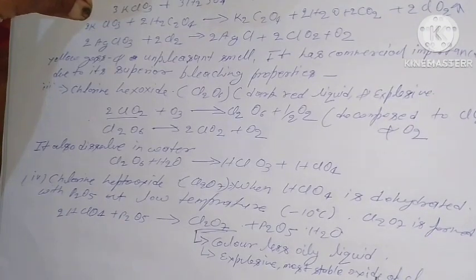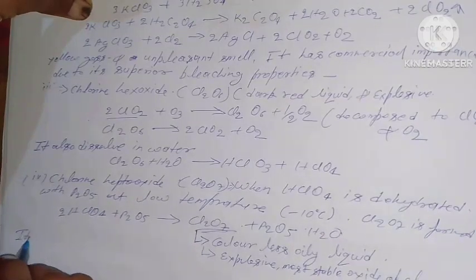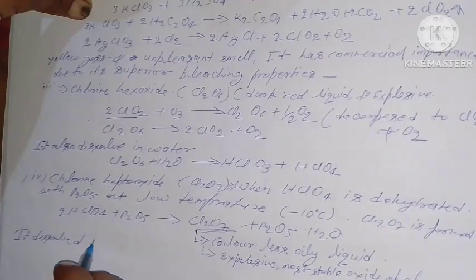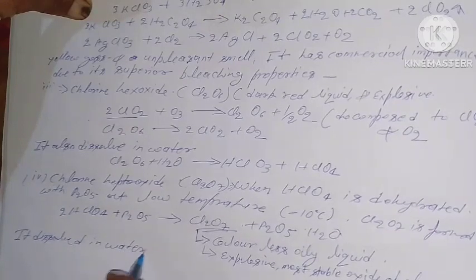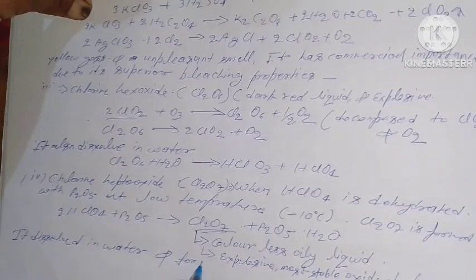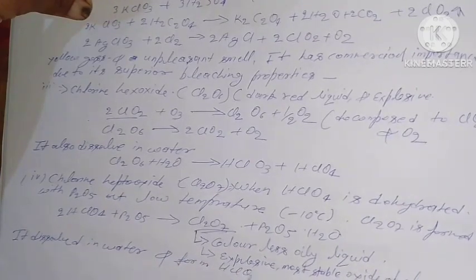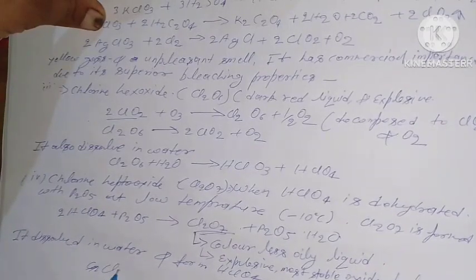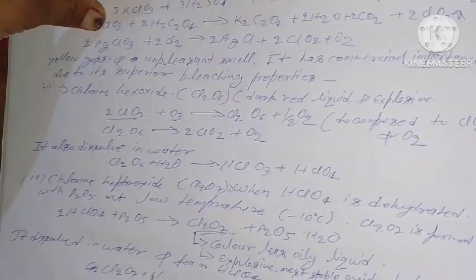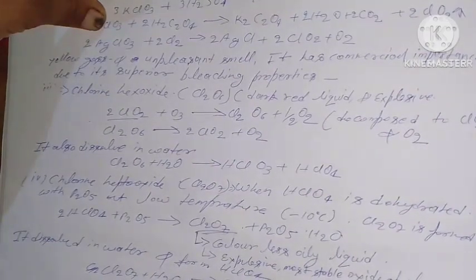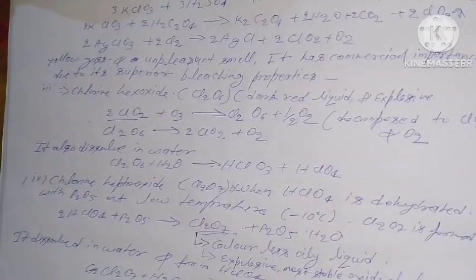It dissolves in water and forms HClO4: Cl2O7 plus H2O gives 2HClO4. Next, oxides of bromine.